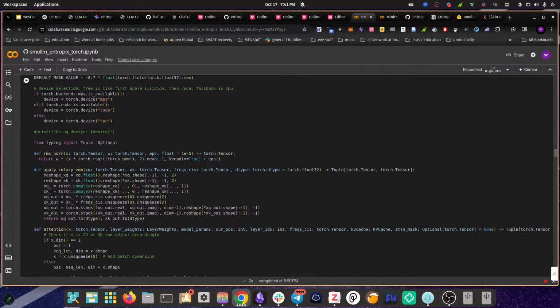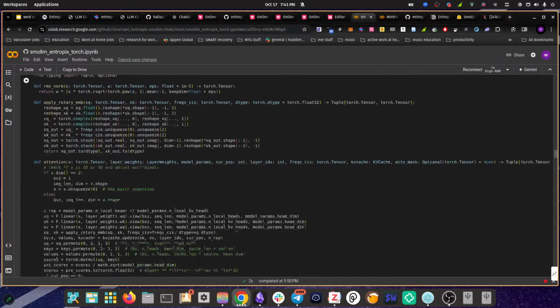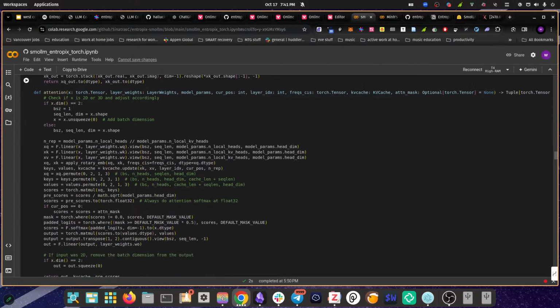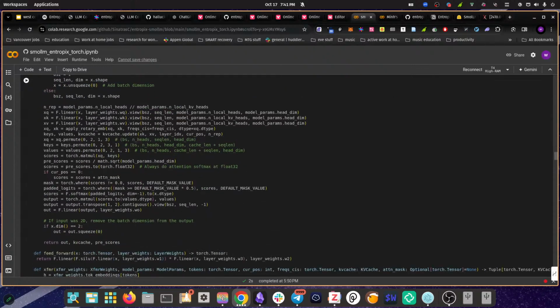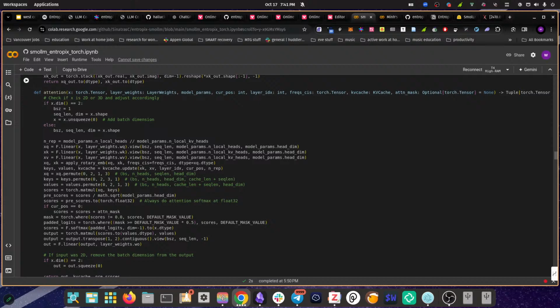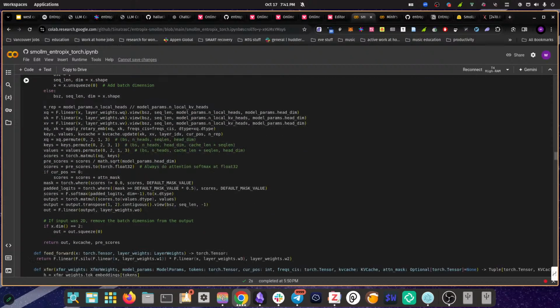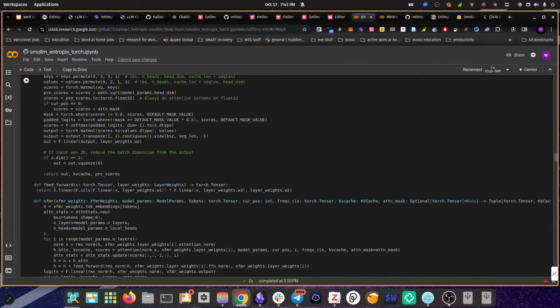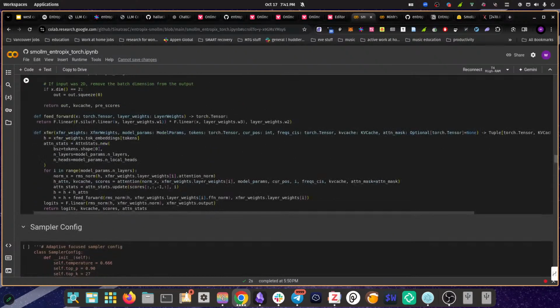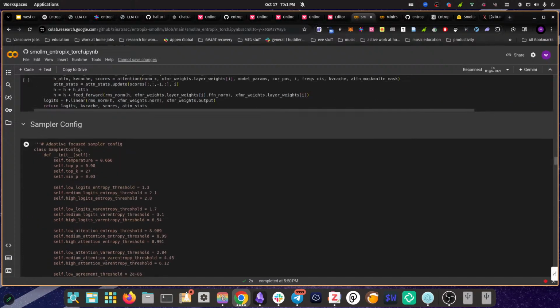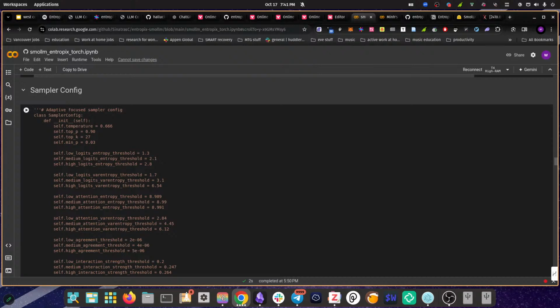You have your rotary embeddings, where attention is, I think, fairly normal. Let me see. I think this one is just regular attention stuff. Yeah, default mask value, feed forward, transformer, and then sampler config is where it starts to get interesting. BSC is tokens.shape. So sampler config.